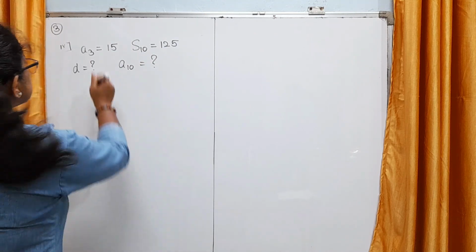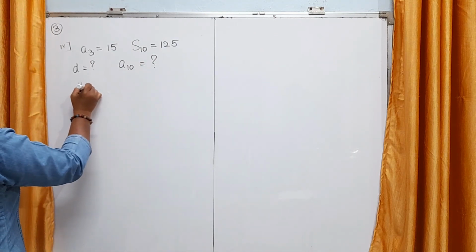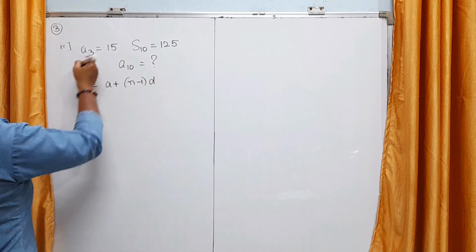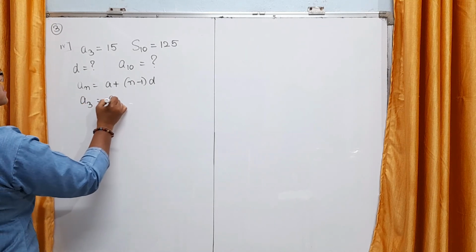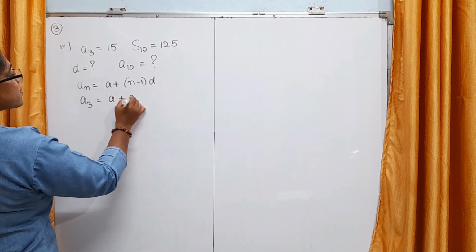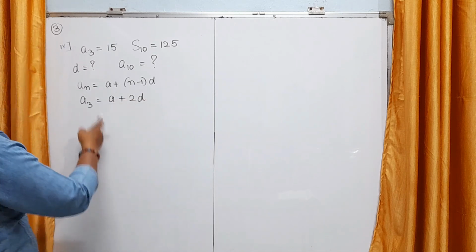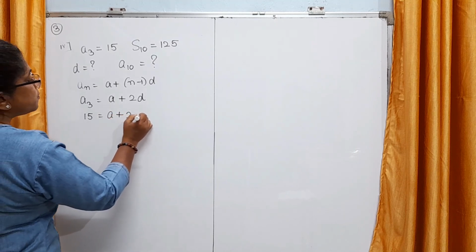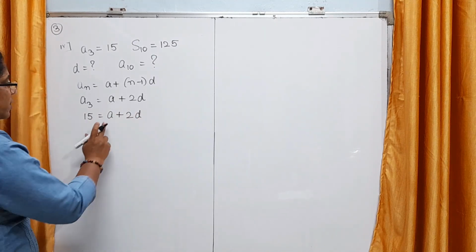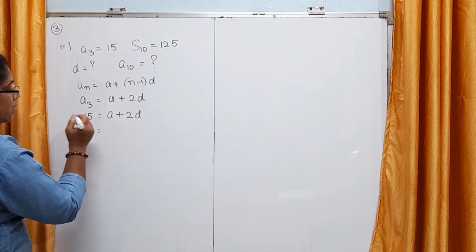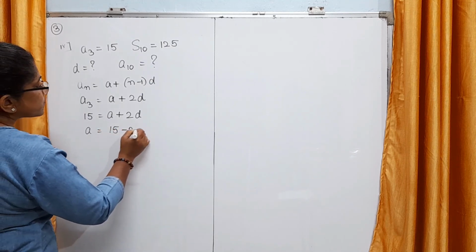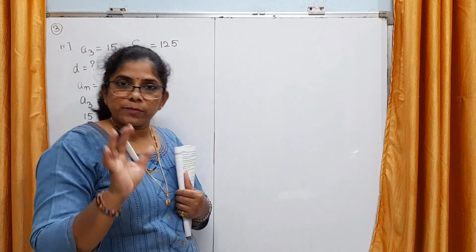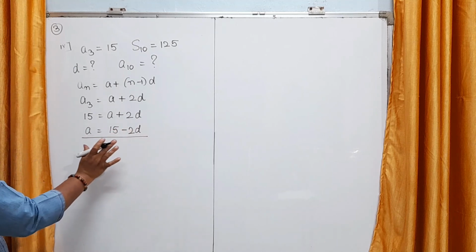We will solve this. Now A3. What is our an formula? It's a plus n minus 1 into d. So here A3 is a plus 3 minus 1, that is 2d. And what is this A3? It's 15. 15 is equal to a plus 2d. So from this what we get? That this a is equal to 15 minus 2d. Okay. A is equal to 15 minus 2d. We will keep this as it is right now.